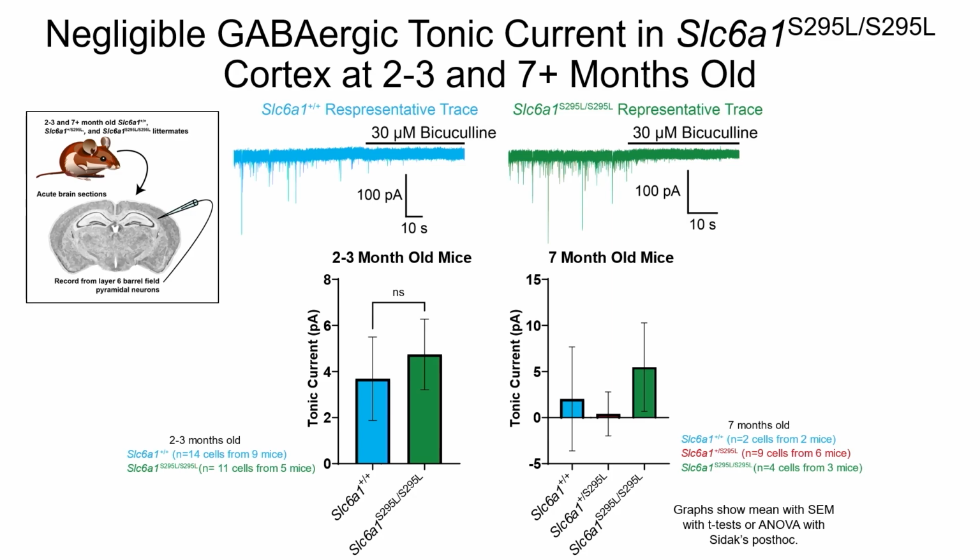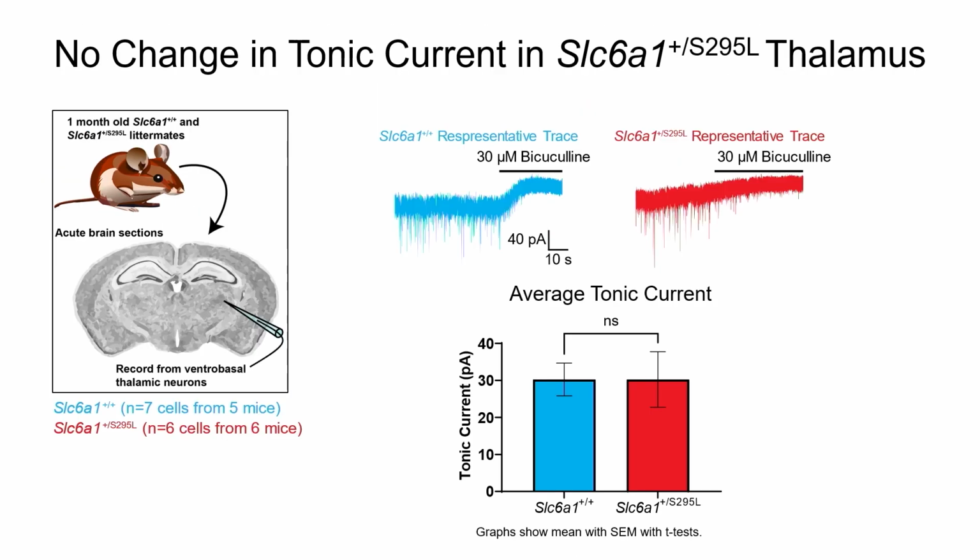So in cortex, looking in layer 6, I looked at 2 different ages, 2 to 3 months old and 7 months old. When I was doing these experiments in cortex, I tried to largely study the homozygote mice, because I thought there would possibly be a larger tonic current to discover there, but I didn't find one in cortex. And then I looked in thalamus, comparing heterozygote mice to wild-type siblings, and I did find a tonic current there, which is normal because there should be a pretty high tonic current, even in wild type, in thalamus, but I didn't find a difference, which I thought I would.